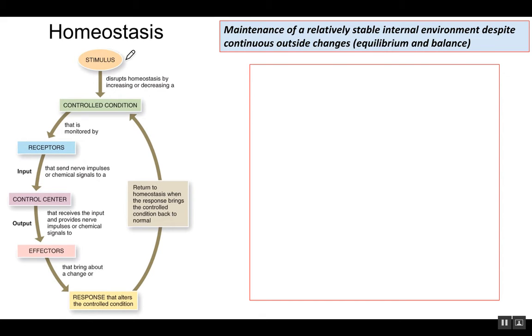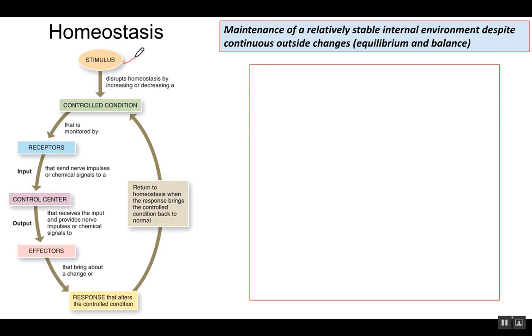Homeostasis is typically started with an idea that there is some sort of stimulus. The stimulus could be an external stimulus on the body or an internal stimulus. But what we mean by a stimulus is a change in the condition, either an increase or a decrease of some condition in the body that needs to be tightly controlled.